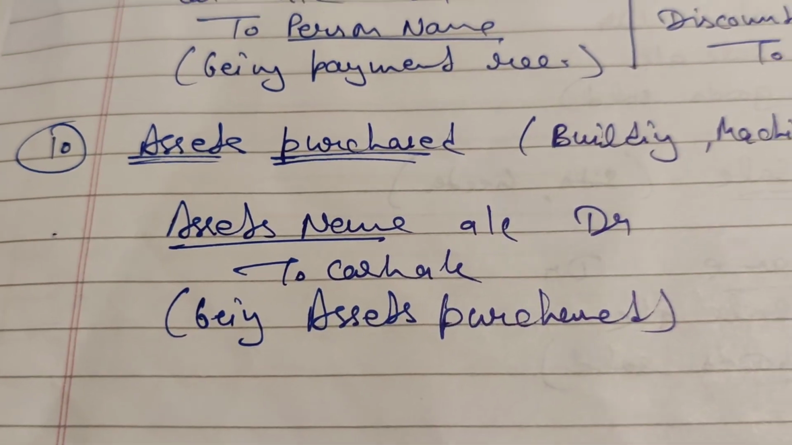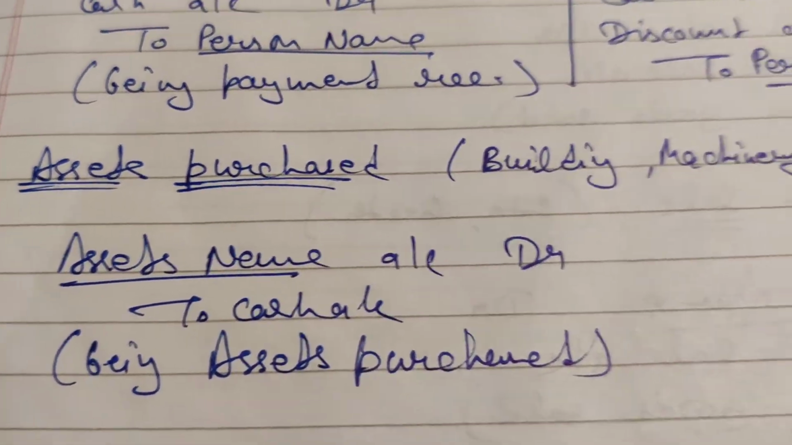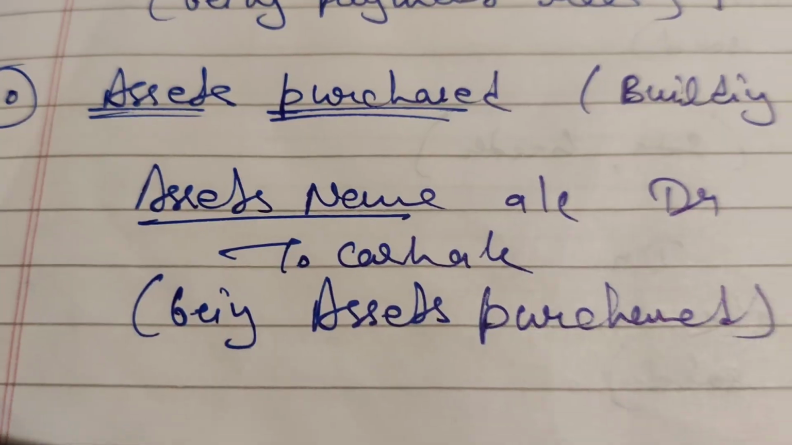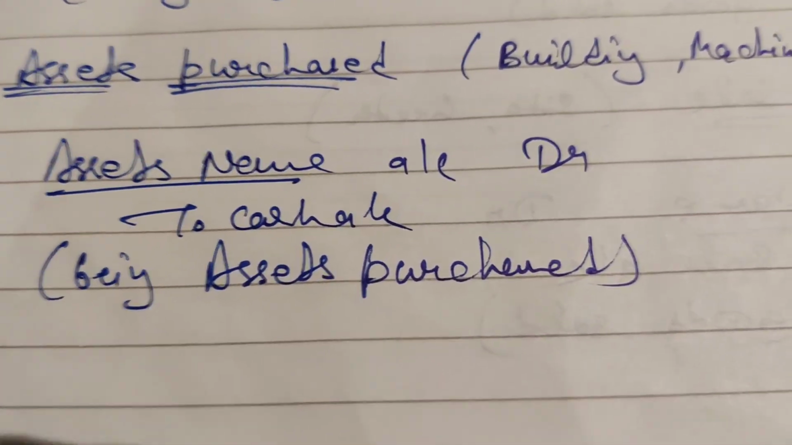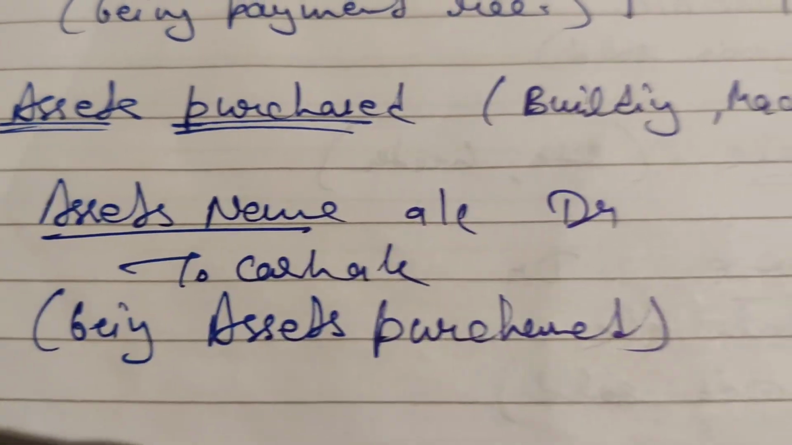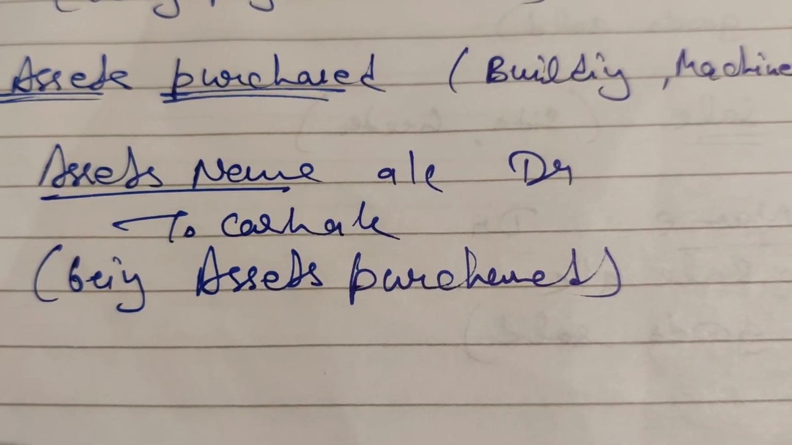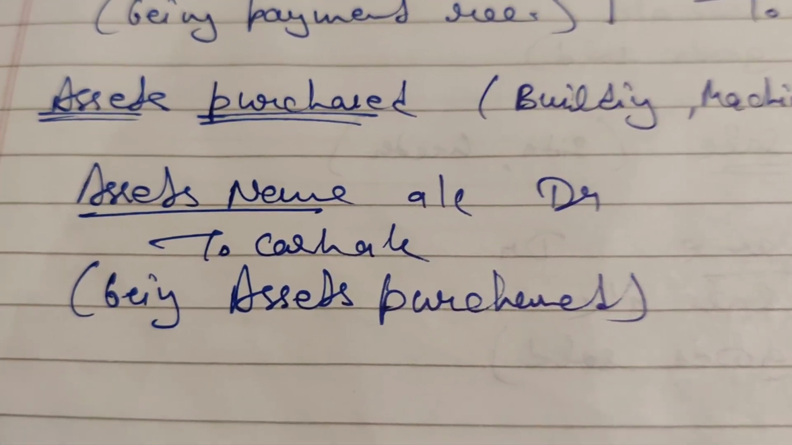If you are now buying any kind of assets like buildings, machinery, whatever, then you will mention the name of the asset: building account debit to cash account, being assets purchased; machinery account debit to cash account, being assets purchased. Very simple, very easy.